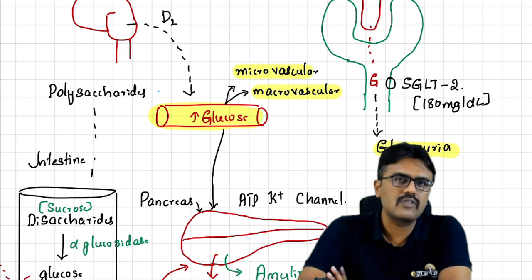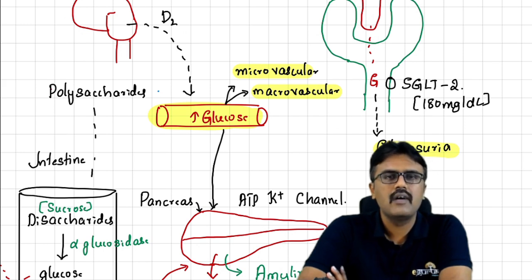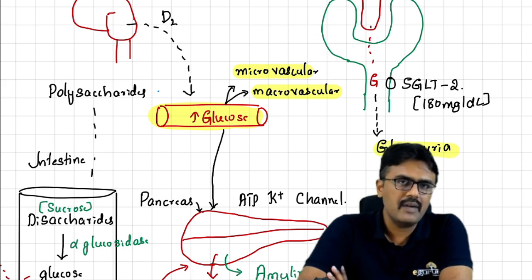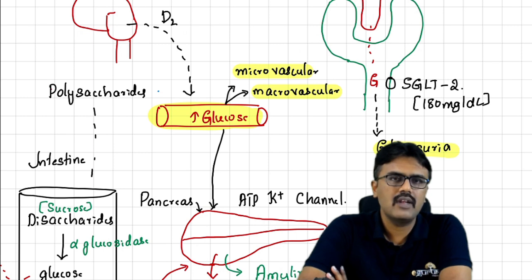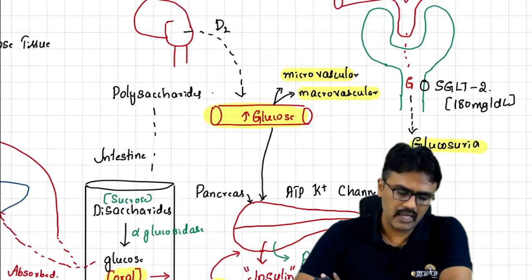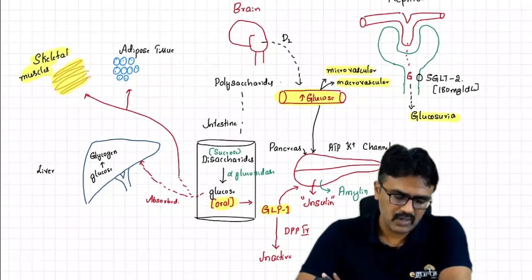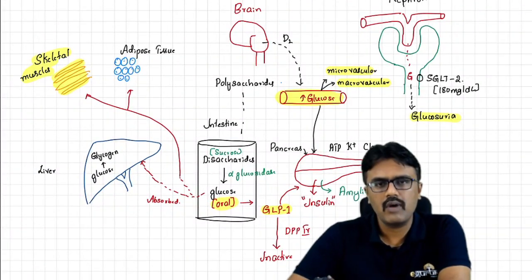You cannot allow this glucose to be high. Now treatment of type 1 diabetes is only insulin, and another option is pramlintide. But we have a variety of targets we can achieve from this diagram. So what are the targets we can achieve? I will go one by one.